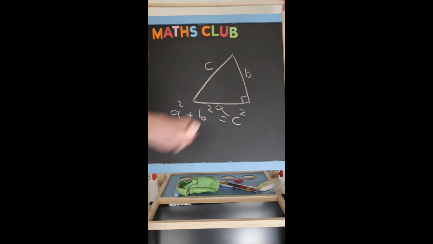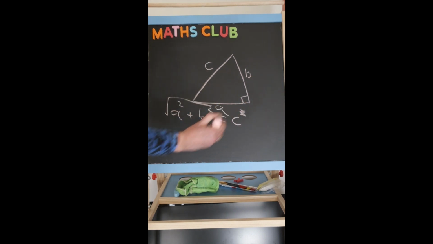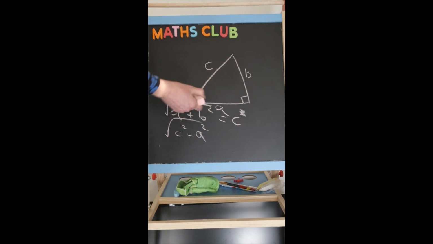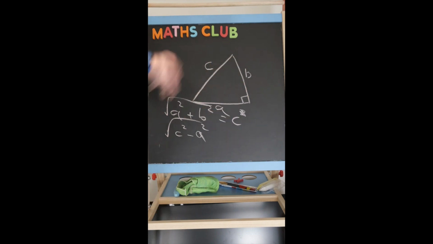So if you wanted to know C, you would just take the square root of this, or if you wanted to know B, you would go C squared minus A squared and then just take the square root. So that's a very handy way to find the third side if you know two sides and you don't know another side. So it's generally a very useful thing to know.